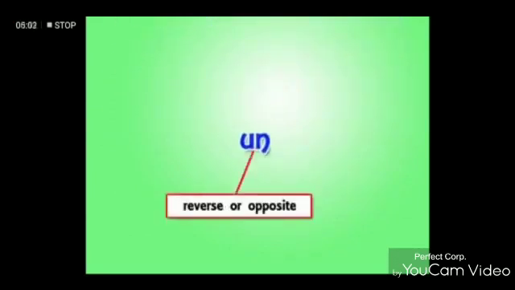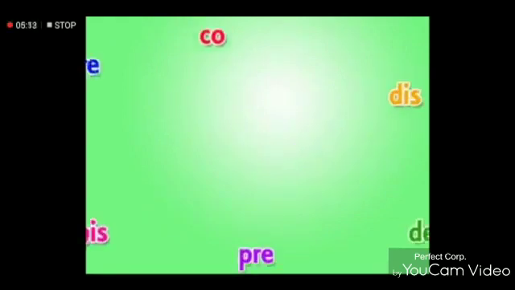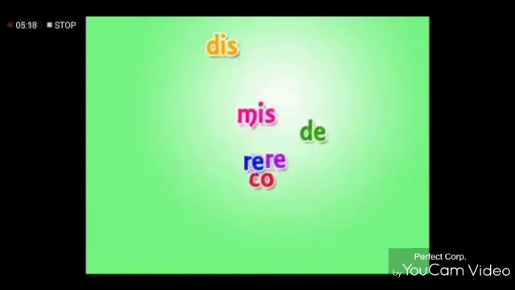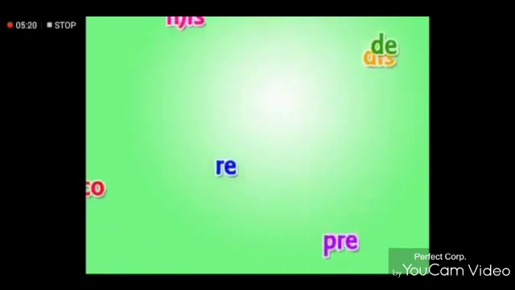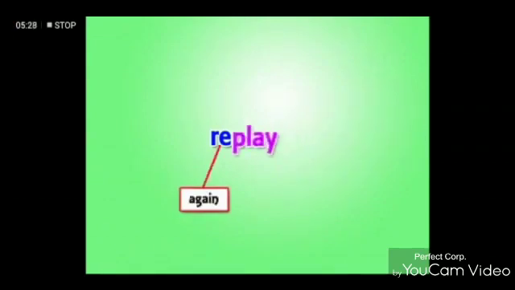Adding un to the word aware makes it mean the opposite of aware, or not aware. See how the prefix un changed the meaning of the word? Let's look at some other examples of prefixes you might have heard before. And just like un, they all have meanings that, when added to a root word, will change its meaning. There's re, that means again. So if we add it to a root word like play, we get replay, which means to play again. Or to a root word like organize, and we get reorganize, which means to organize again.